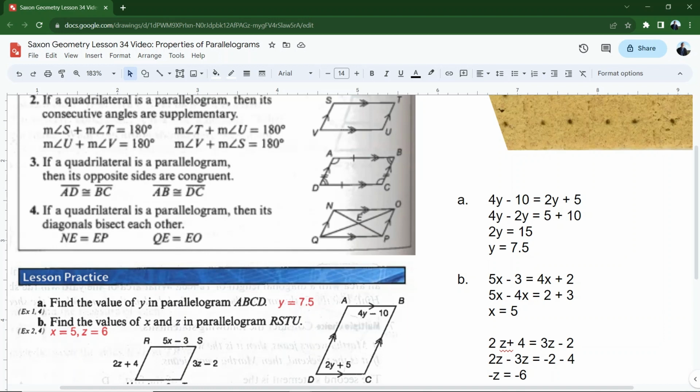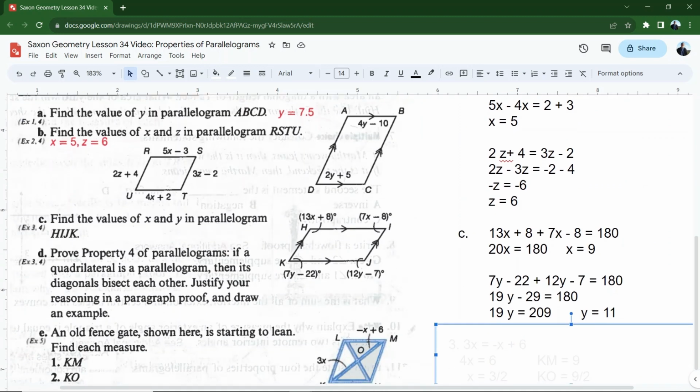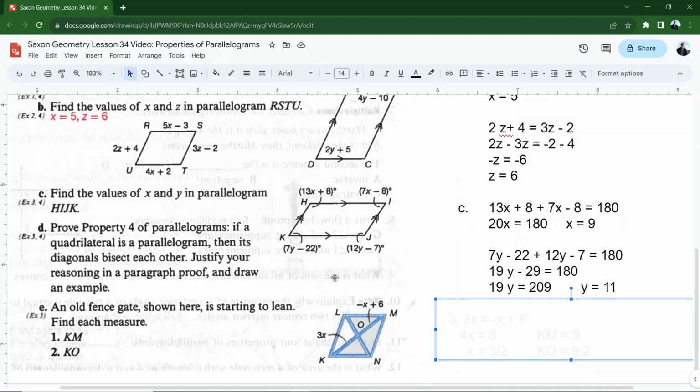And then by CPCTC, corresponding parts of congruent triangles are congruent, I can say that QE is congruent to EO. Hey, that's one of the things I had to prove. And NE is congruent to EP because they're corresponding parts of congruent triangles. Bam! That's how we would do our proof for property 4.